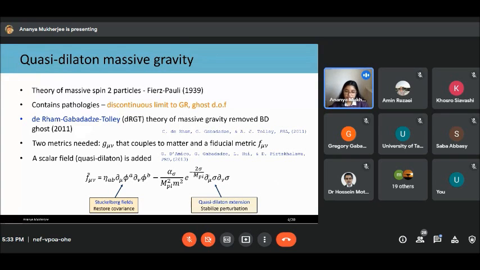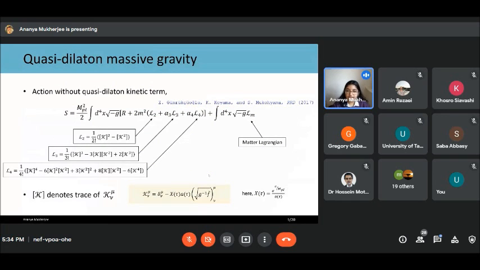In this analysis, we have looked into an extension of the theory by a scalar field known as quasi-dilaton. The quasi-dilaton helps to establish stable, self-accelerating, homogeneous and isotropic cosmological solutions.